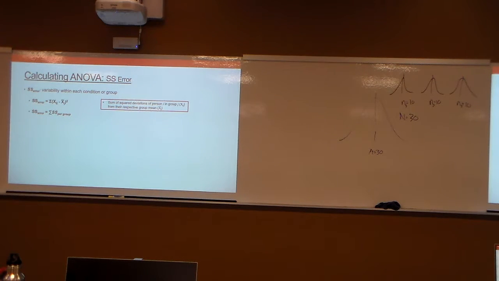Computationally, I just calculate this as the sum of the sum of squares for each individual group. Again, we're thinking about how much variability we are seeing within each one of these conditions. This is variability within groups due to individual differences. This is going to be your error term, or part of your error term.